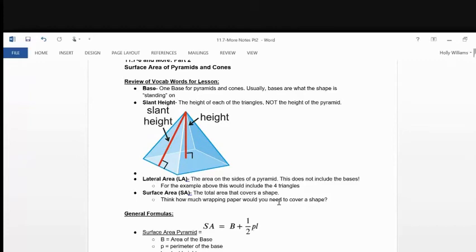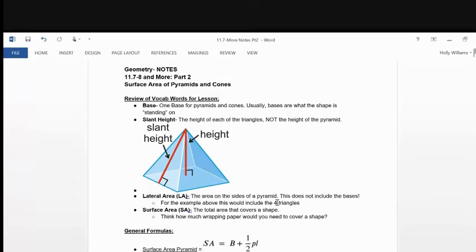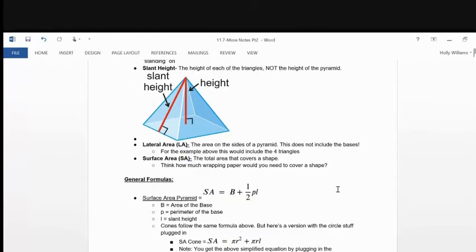Okay, so the slant height, or lateral height, is what we're looking for here. Here's your general formula. The surface area of a pyramid is going to be big B. Do you remember what that stands for? Big B is definitely always going to be the area of the base.